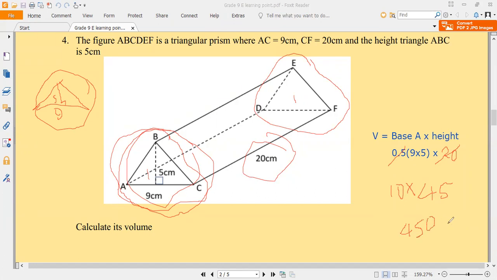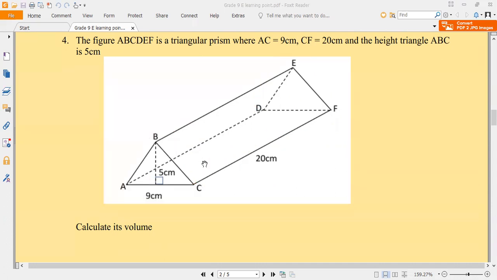450 centimeters cubed. The key thing was understanding which one is the base, because we go by base area times height. Once you understand the base, all your troubles are ended.